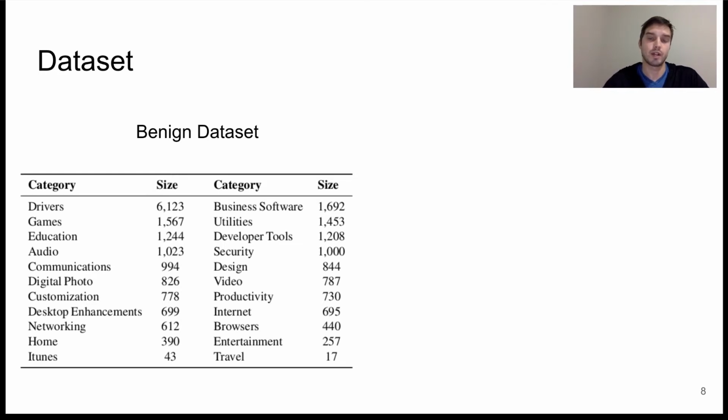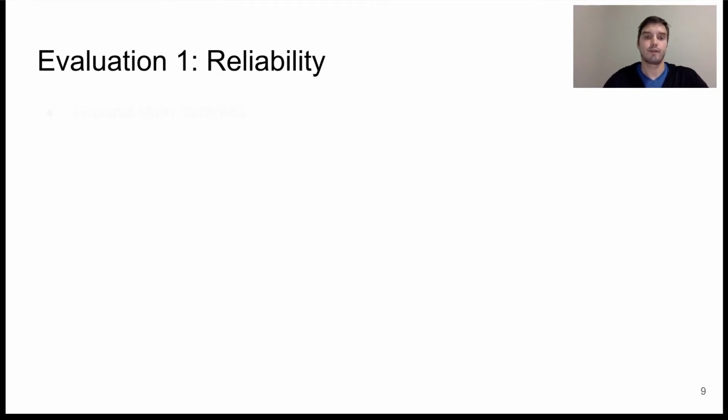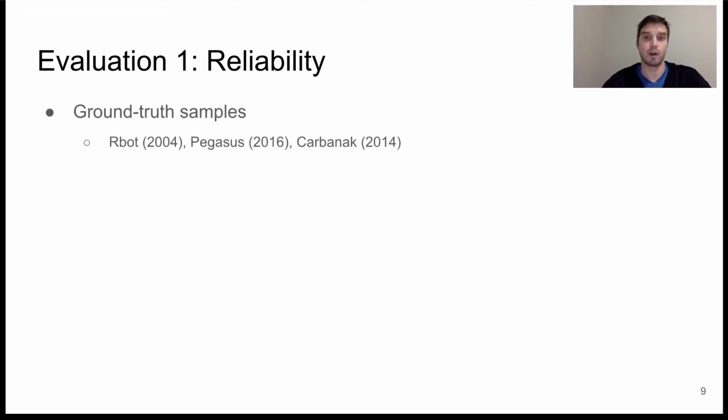To construct our malware dataset, we collected 64,000 malware PE binaries from VirusTotal. After unpacking and deduplicating these binaries, we obtained 36,000 malware samples made up of over 1,000 families and 3,000 singletons. We compiled 3 different Windows malware from source code, consisting of Arbot, Pegasus, and Carbonok, to evaluate as ground truth. We selected these samples based on their age and diversity of behaviors.